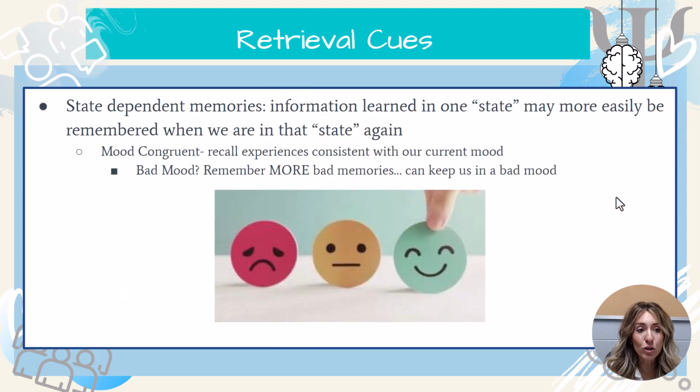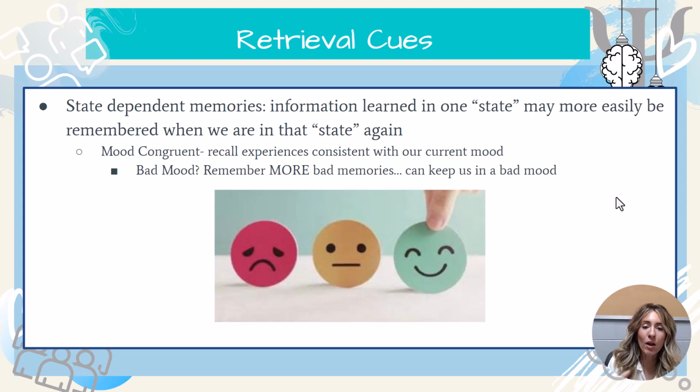Okay, the next retrieval cue is state-dependent memories. This is similar to context-dependent, but instead of it being about the environment, it's about an emotional or a state of mind. So this could be an emotion, like I said. It could be fear. It could be stress. It could also be induced states like intoxication or using a drug like Adderall. And information learned in one state may more easily be remembered in another state.